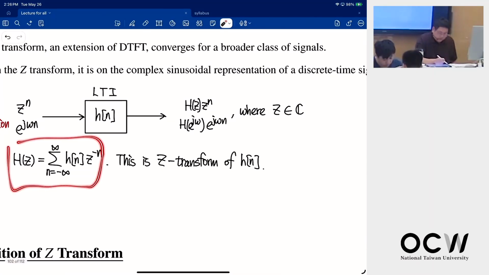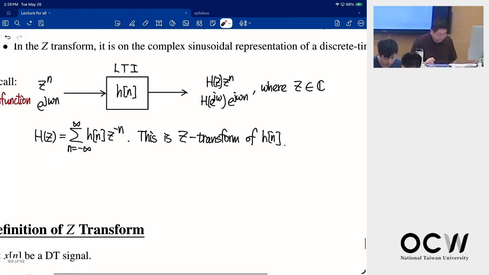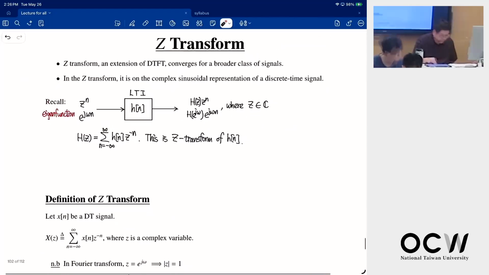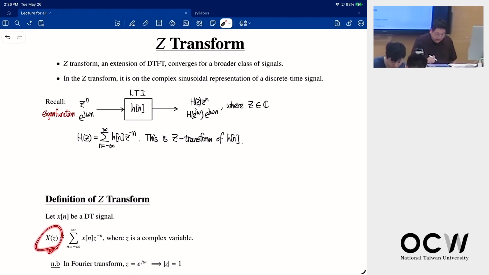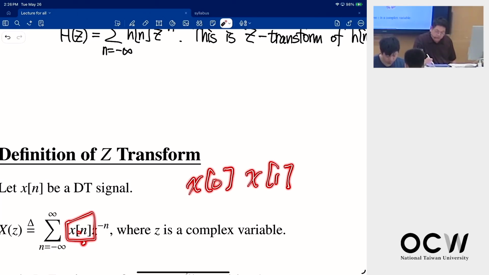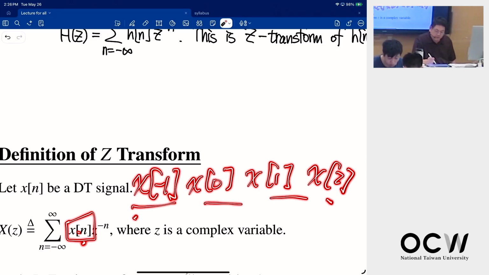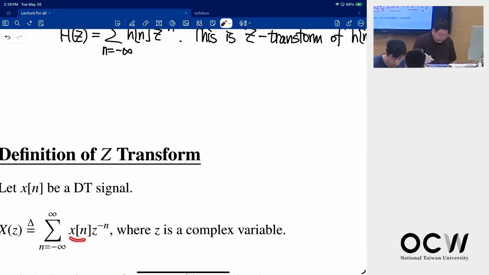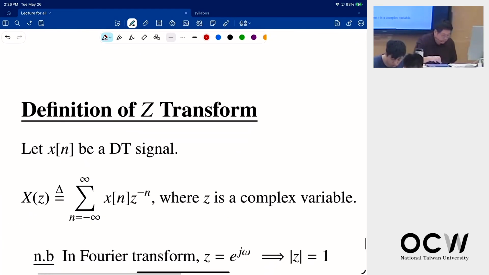So now let's just talk about the Z transform. Okay, what is the definition of the Z transform? x is a discrete time signal, and we define the Z transform as your signal times z to the minus n. This one, x[n], n could be 0, 1, 2, or minus 1, right? Those are the values, so values times z to the minus n.